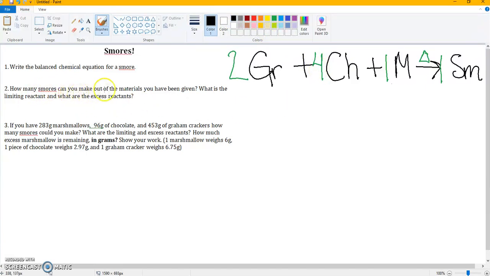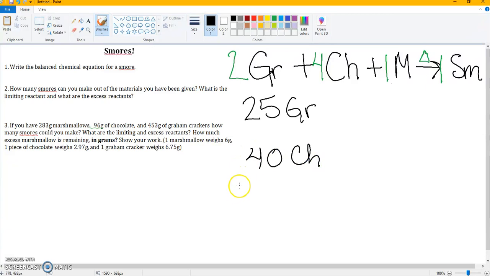So how many s'mores can you make with the materials that I have been given? Well, let's see. Let's say you have been given 25 graham crackers, you've been given 40 pieces of chocolate, and you have been given 20 marshmallows. How many s'mores could you make if you were given these materials? And identify the limiting and the excess reactant. Go ahead and try it. Pause and try it.